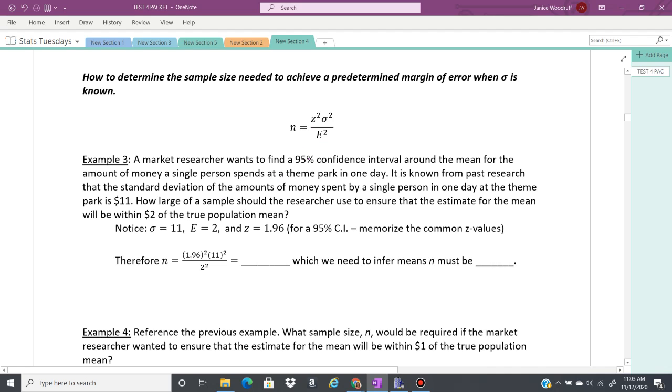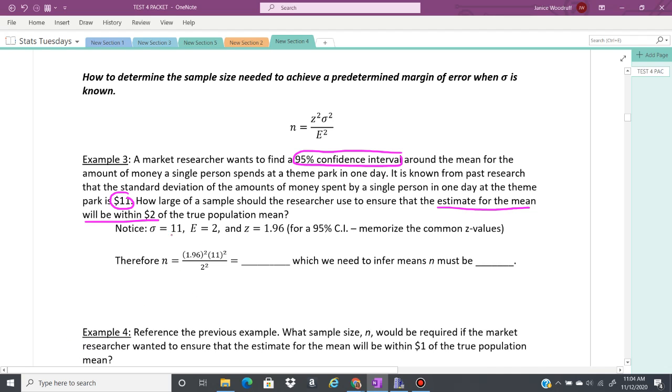So we have a market researcher who wants to find a 95% confidence interval. So that's the first piece of information we need. Around the mean for the amount of money a single person spends at a theme park in one day. It is known from past research that the standard deviation of the amounts of money spent by a single person in one day at the theme park is $11. So that's your standard deviation, $11. How large of a sample should the researcher use to ensure the estimate for the mean will be within $2 of the true population mean? So the estimate for the mean is within $2.